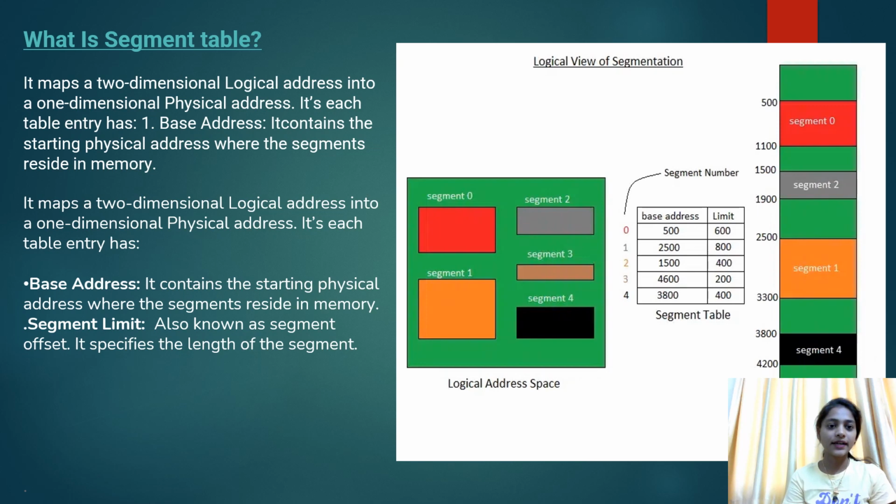The next one is the segment table. It maps a two-dimensional logical address into a one-dimensional physical address. Each table entry has one base address. It contains the starting physical address where the segment resides in the memory. The next point is segment limit, also known as segment offset. It specifies the length of the segment.